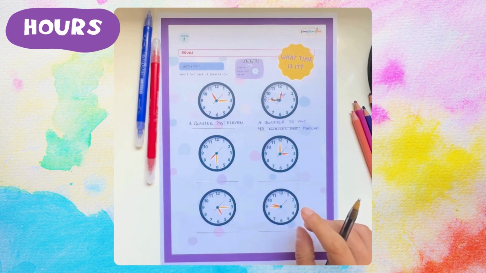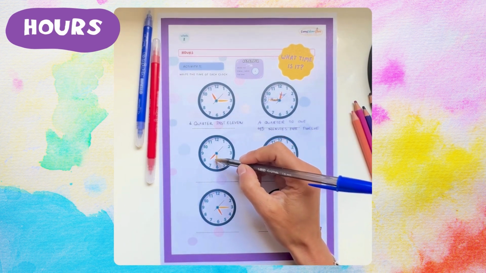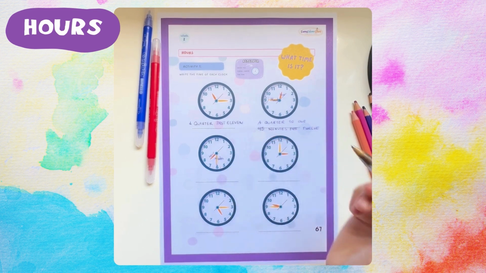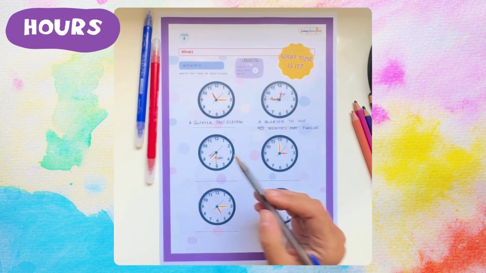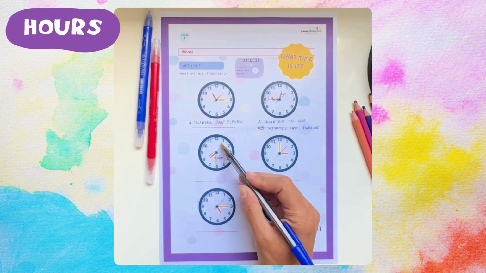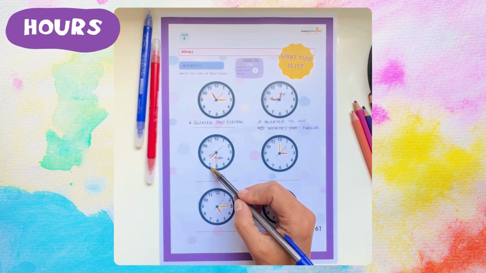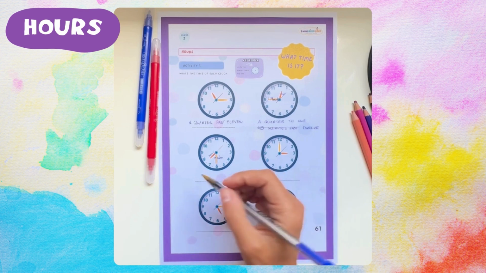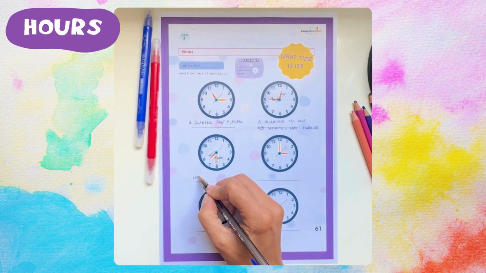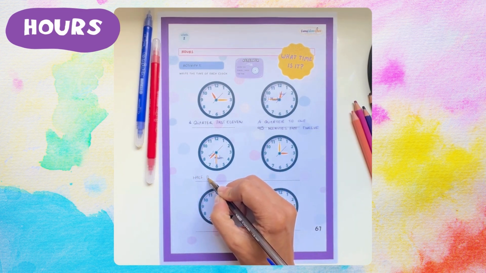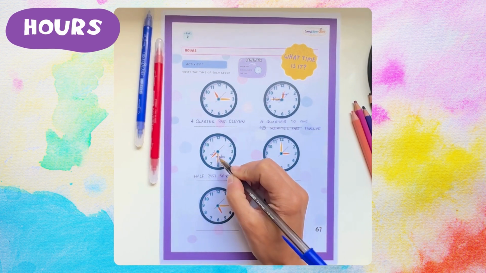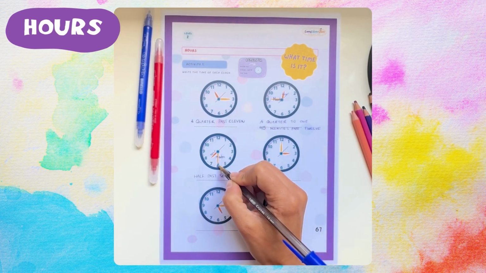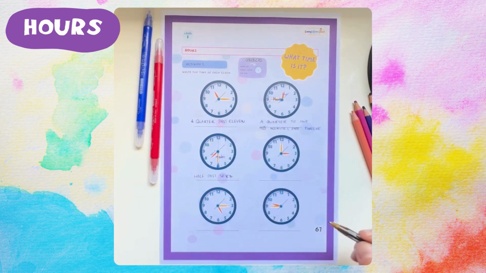Okay, let's go for the third one. Again, these are the minutes and this is the hour. So shortest, we are in between 7 and 8. So that means it's 7:30, right? Or 30 minutes to 8. We say 7:30, okay? Because the minutes is pointing the number 6 and that means it's half time.